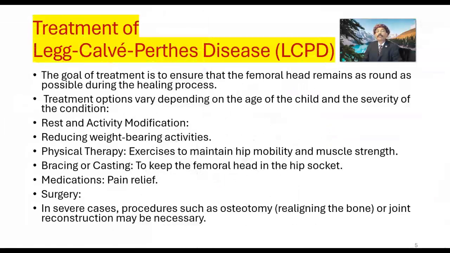Treatment of Legg-Calvé-Perthes disease. The goal of treatment is to ensure that the femoral head remains as round as possible during the healing process. Treatment options vary depending on the age of the child and the severity of the condition. Rest and activity modification, reducing weight-bearing activities, physical therapy, exercise to maintain hip mobility and muscle strength, and brace or casting to keep the femoral head in the hip socket.